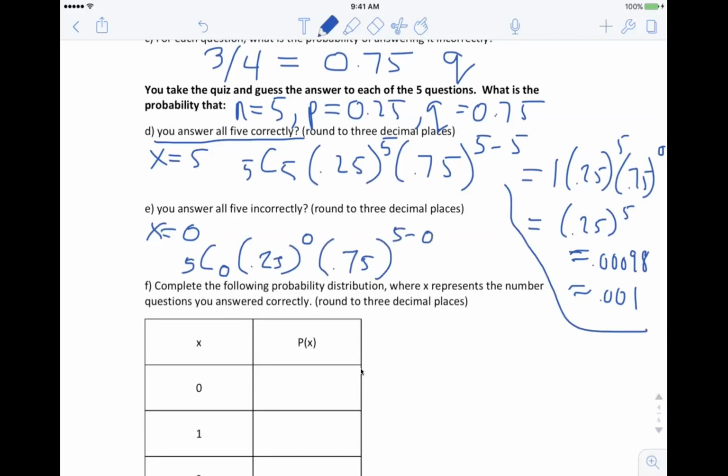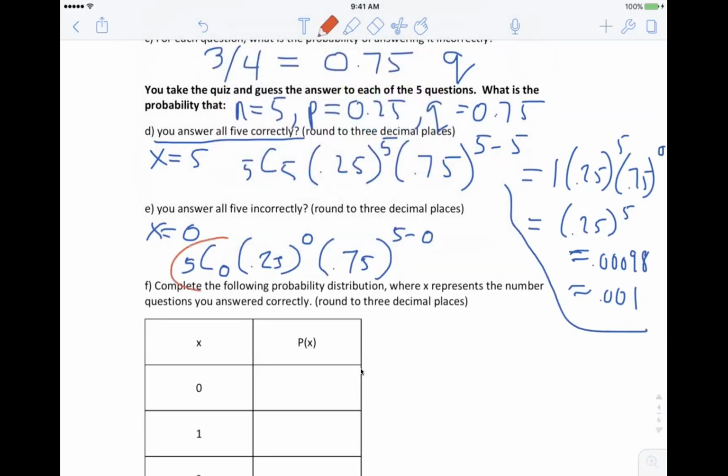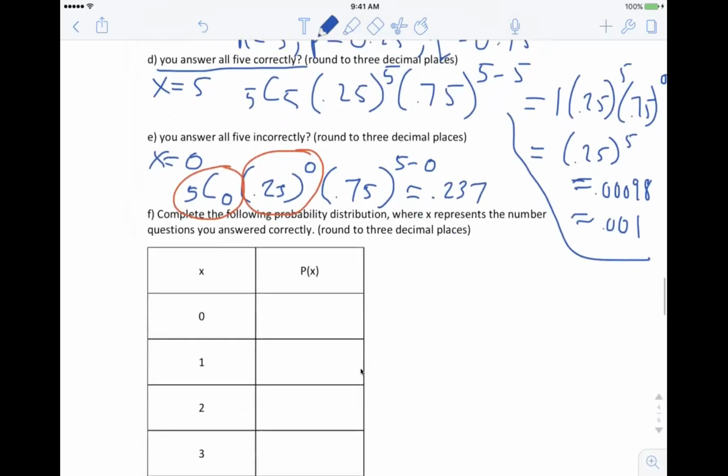5 choose 0, you will find, is just 1. So this is equal to 1, and that is equal to 1. Really, we're just calculating 0.75 to the 5th power. 0.75 raised to the 5th is about 0.237. So I'll go with approximately 0.237, and we kind of get the idea of this formula.